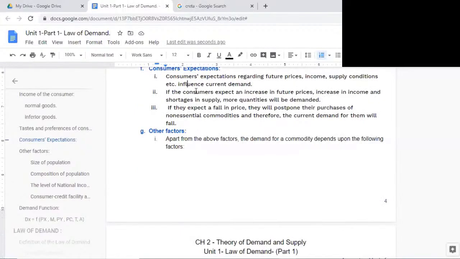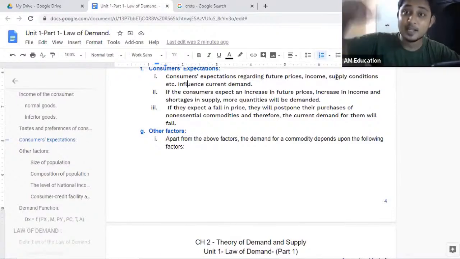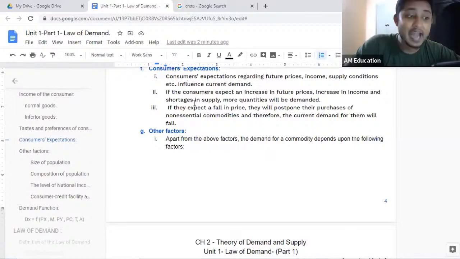Okay. If the consumer expects an increase in future prices or increase in income and shortages in supply, more quantities will be demanded. Increase in future prices, today I'll buy more. Increase in income, I'll buy that house, no? The demand for the house increased because I'm expecting my income to increase. And shortages in supply: no, I will not get onions and rice tomorrow. Very important, I can't live without eating, so I have to buy all of that today only. I'll buy 50 kgs of rice now only. So if any of these three things happens, increase in future prices, increase in income and shortage of supply, more quantities will be demanded today, the current demand.